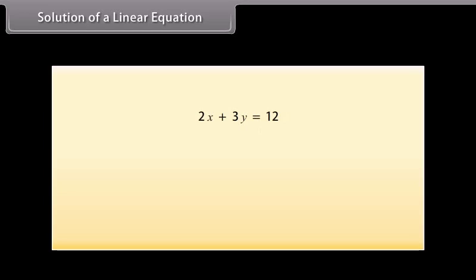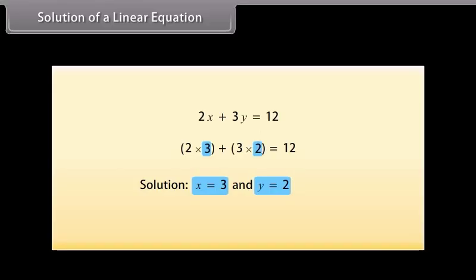Let us take the equation 2x + 3y = 12. Here x = 3 and y = 2 is a solution because when you substitute x as 3 and y as 2 in the equation, you find that the answer becomes 12. We can also write this solution as (3, 2), because the value of x here is 3 and the value of y is 2. Similarly, (0, 4) is also a solution for this equation because when you substitute x = 0 and y = 4, you find that the answer becomes 12.